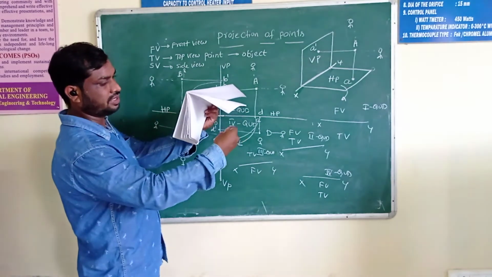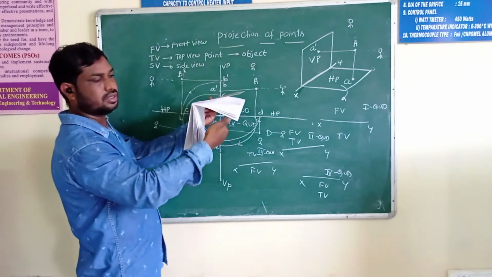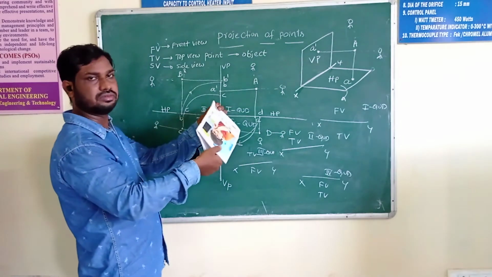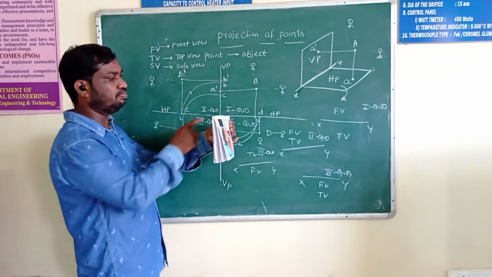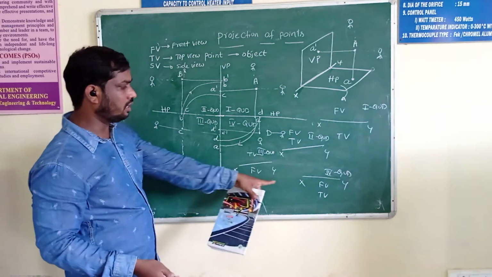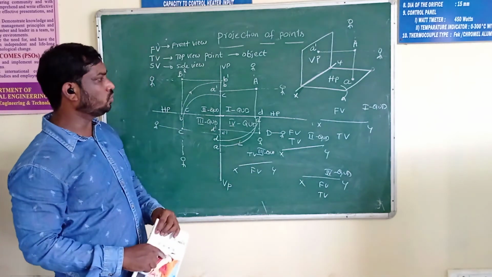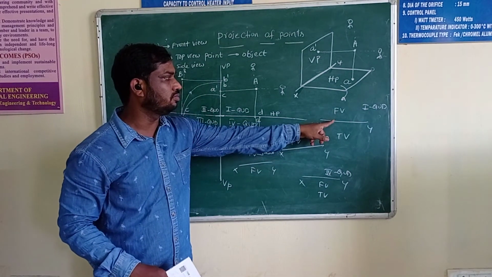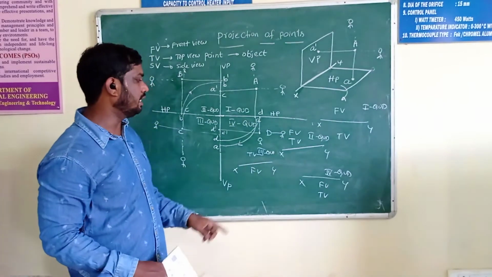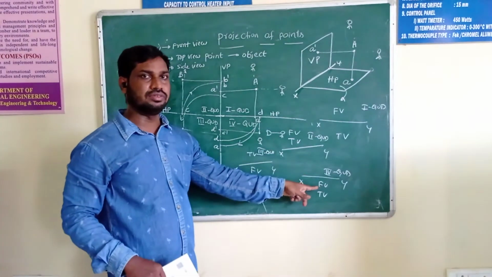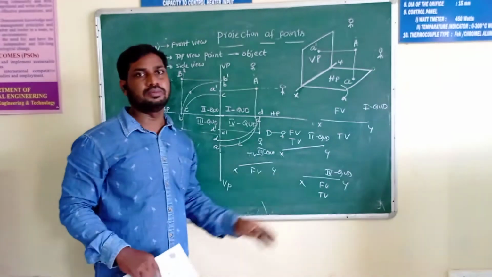So this is the object, this is the front view, this is the top view. What is the condition? Rotating the horizontal plane in the clockwise direction. So they overlap below the x value. This is the x value. So you are getting both below the x value. So the first and third are opposite, reverse. In the first, the front view is above the x value and the top view is below the x value. And the third is the reverse of the first quadrant. And the second and fourth are reverse: both are above and both are below.